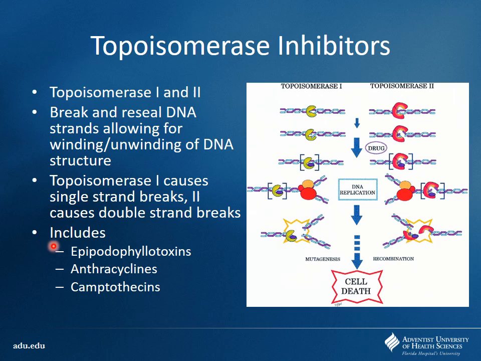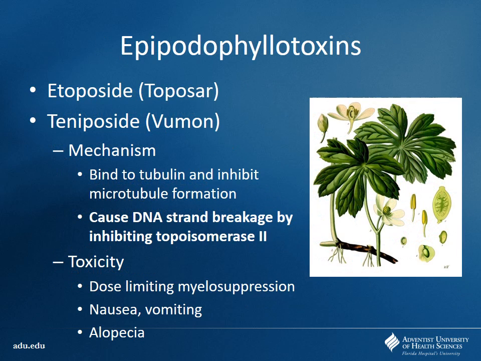But basically, we're going to have a couple of drugs here that work on this. We're going to have our epipodophyllotoxins, it's kind of a mouthful, our anthracyclines, and then our camptothecins. Those are the 3 groups that are going to fall into these topoisomerase inhibitors. So basically, with our epipodophyllotoxins, these are also going to be plant-based. This actually is from the mandrake, and so we have etoposide and teniposide. So that POside kind of gives you an idea, is an epipodophyllotoxin.